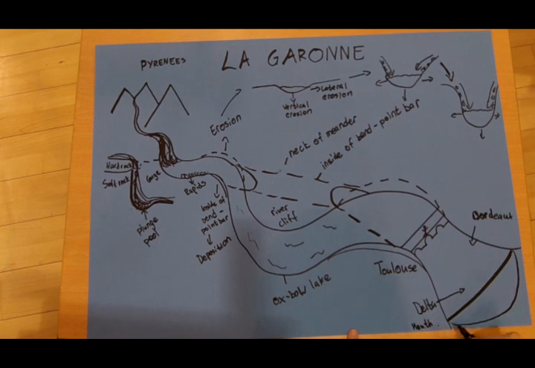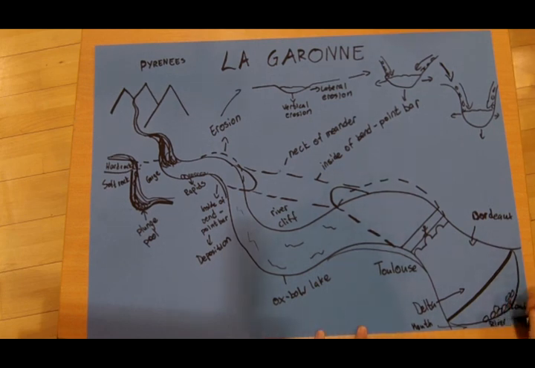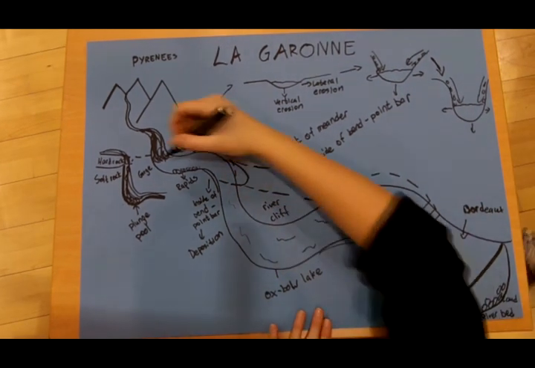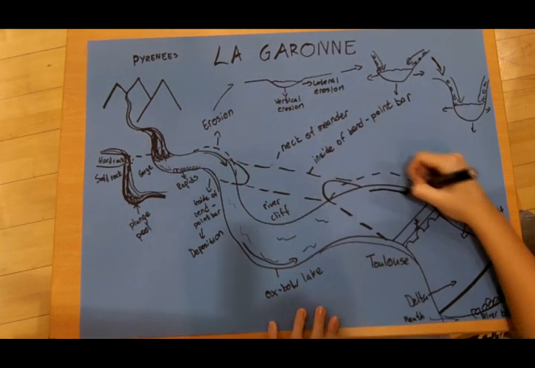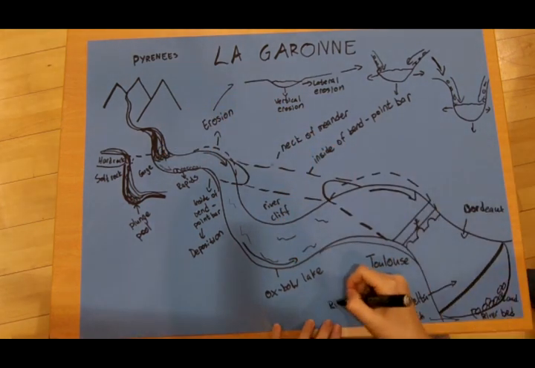At the bottom of the Garonne, we tend to find some sediments which have been carried all the way by the river. This is called the load. And the flow of the water is always quicker on the outside of the river and gets slower when it reaches the mouth, so the end of the river.